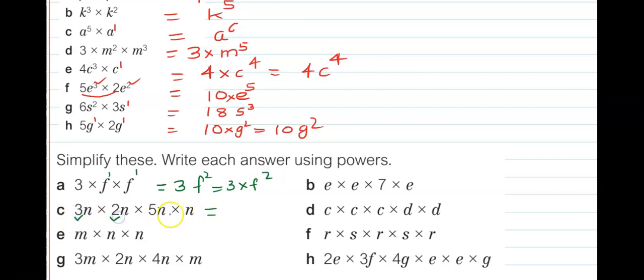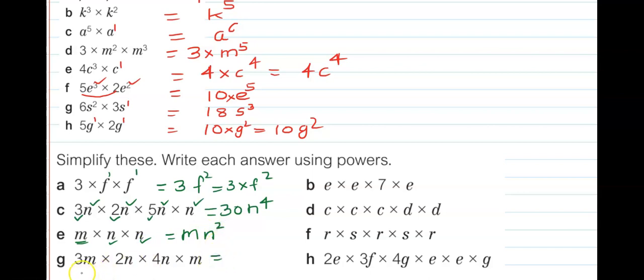3 times 2 is 6. 6 times 5 is 30. How many n's are there? 1, 2, 3, and 4. So it will be 30 and 4. Okay. So there is m here. So write down m. N is there. So it will be n to the power 2.